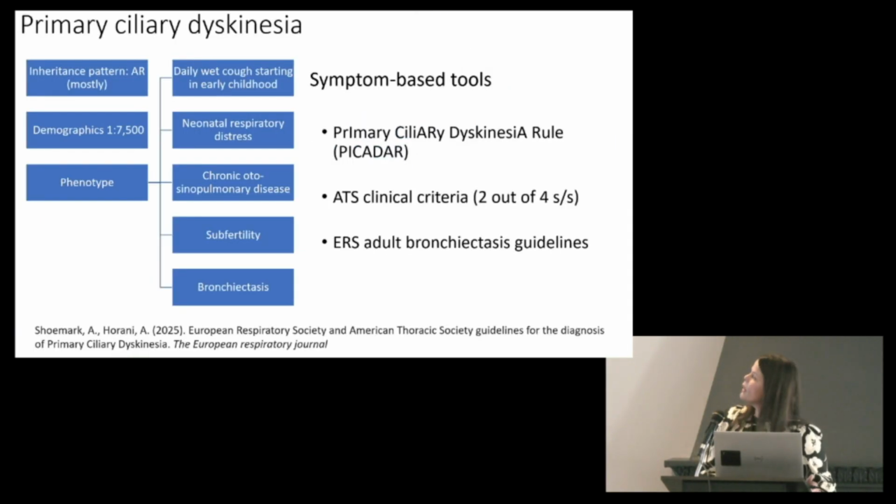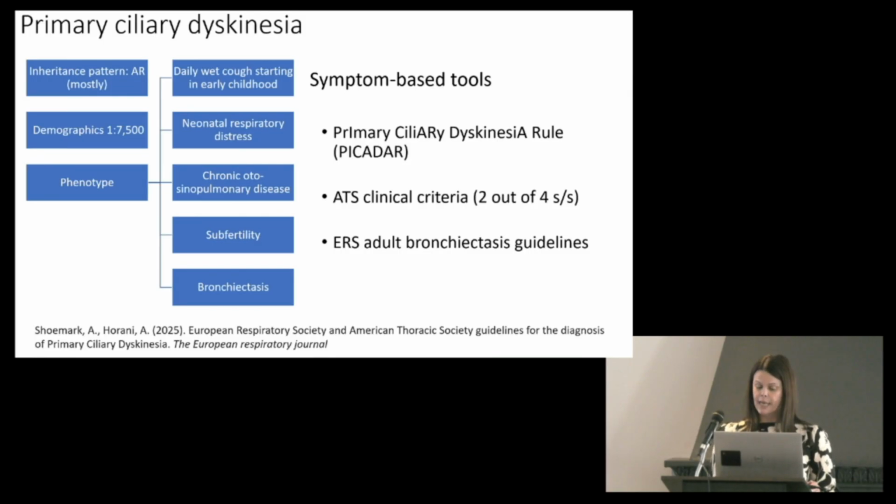And so just another overview of primary ciliary dyskinesia: inheritance pattern of mostly autosomal recessive. Demographics now known to be close to 1 in 7,500, so perhaps not as rare as once thought. The phenotype is that of daily wet cough starting in early childhood, neonatal respiratory distress, chronic oto-sino-pulmonary disease, subfertility, and bronchiectasis. And we now, hot off the press, have the new guidelines, which are joint between the European Respiratory Society and the American Thoracic Society, and were published this past September in the European Respiratory Journal.